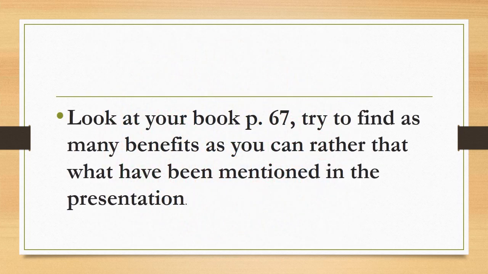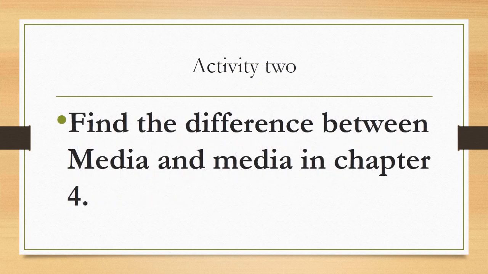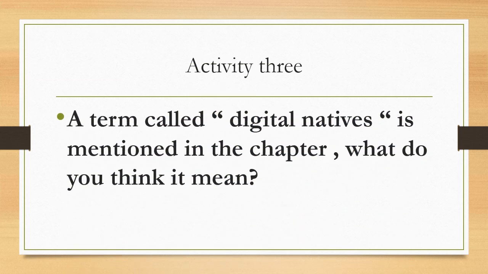As an activity, look at your book page 67. Try to find as many benefits as you can rather than what have been mentioned in the presentation. Activity 2. Find the difference between Media, capital M, and media, small m, in chapter 4. Tell me what's the difference between them. Activity 3. A term called digital natives is mentioned in the chapter. What do you think it means?